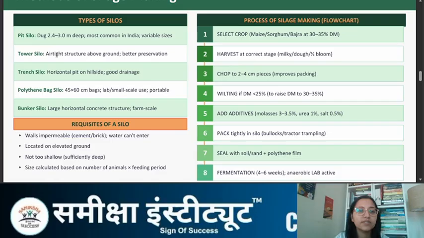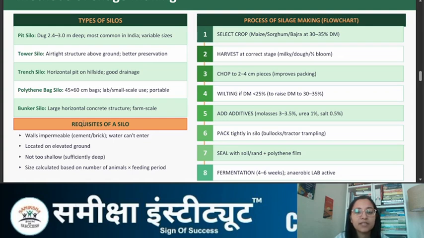Then tower silos are airtight structures built above ground. These lead to better preservation. Then trench silos are horizontal pits. Polyethylene bags are also used sometimes, 45 to 60 centimeter bags. These are portable and used at small scale. Then bunker silos are large horizontal concrete structures.